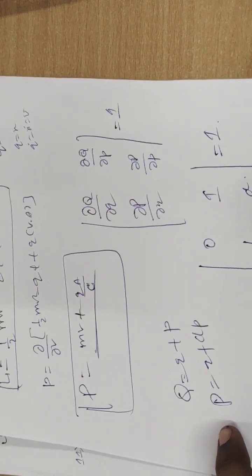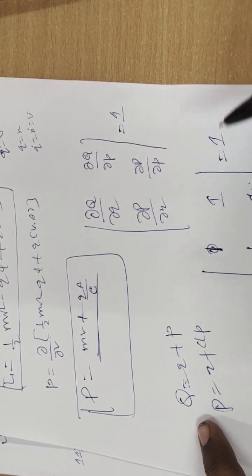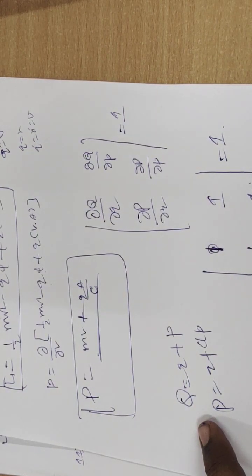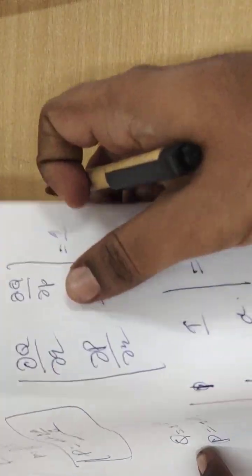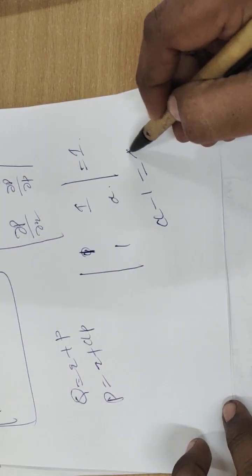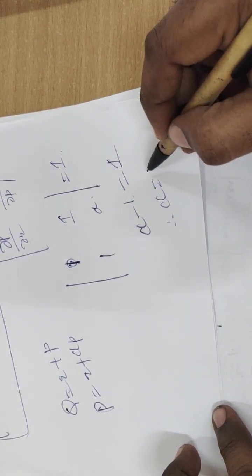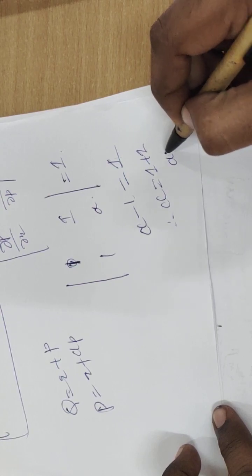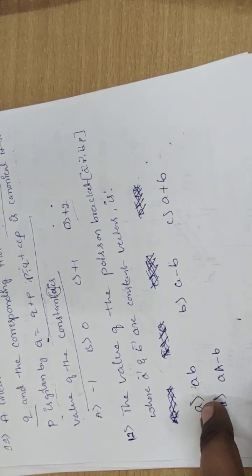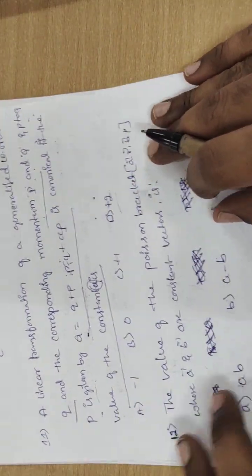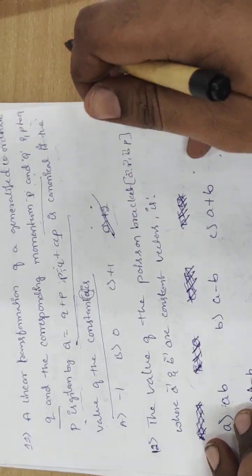So the determinant is nothing but alpha minus 1. If you take the determinant, alpha minus 1 is equal to 1. Therefore alpha is equal to 1 plus 1, so alpha is equal to 2. So in the given options, alpha is equal to 2, so option D is correct.